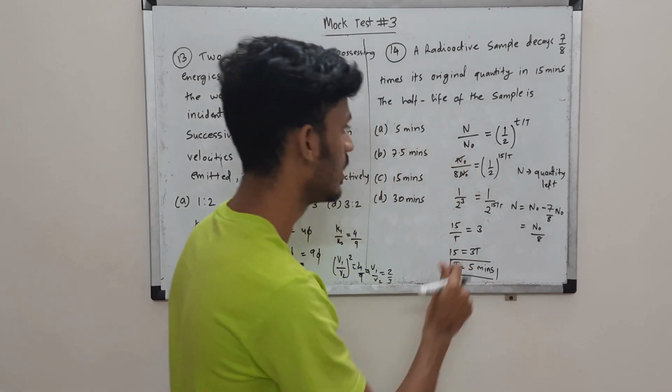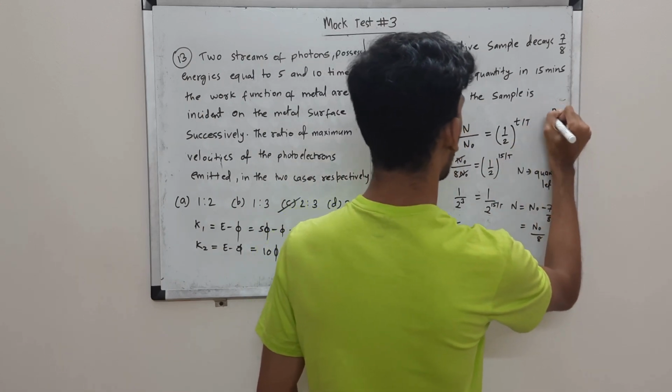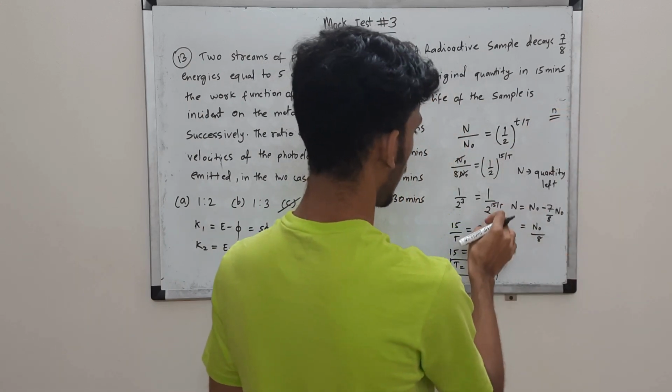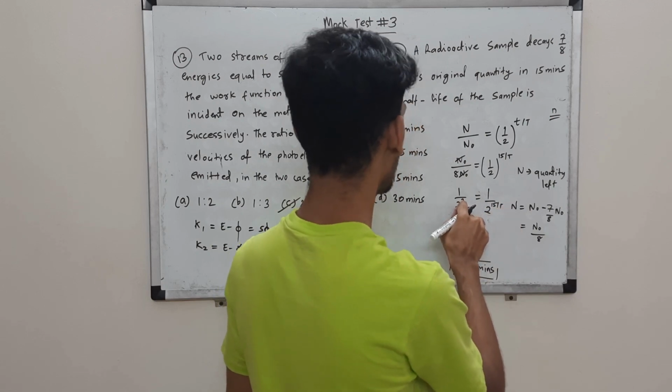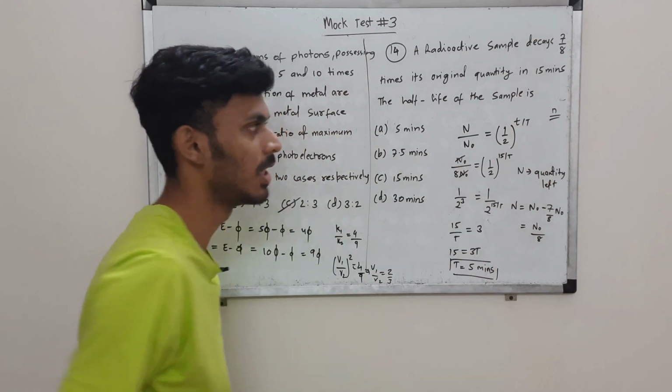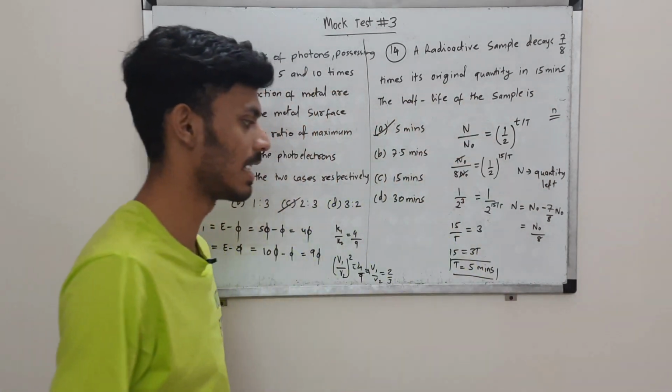Or you could have directly seen that, instead of this, you could have kept it as n, where n is the number of half-lives. So the number of half-lives is 3, so 3 half-lives in 15 minutes, so 1 half-life is 5 minutes. So option A, 5 minutes, is correct.